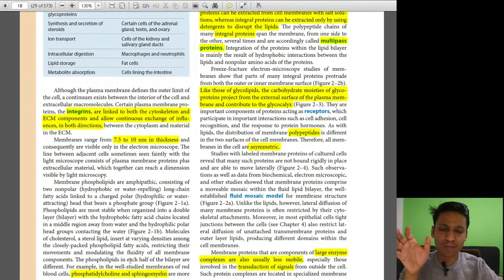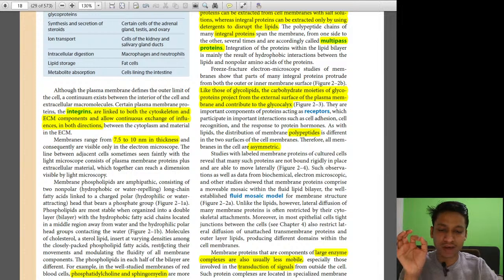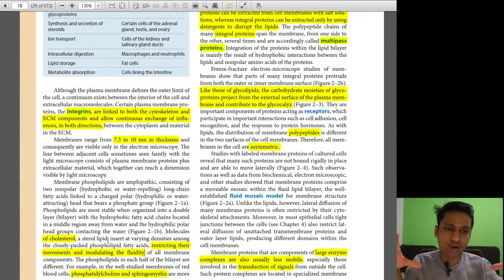I think this part is important. The molecules of cholesterol, a sterol lipid, insert at varying densities among the closely packed phospholipid fatty acids, restricting their movement and modulating the fluidity of the membrane components. So, what is the role of cholesterol? What does it do? It moderates the fluidity, restricting the movement and modulating fluidity. That is the role of cholesterol, a sterol lipid. It just keeps the phospholipids packed.